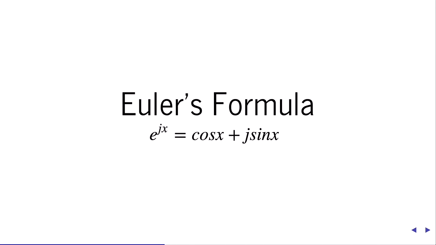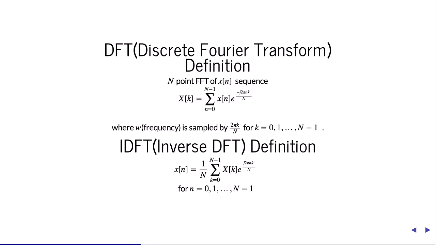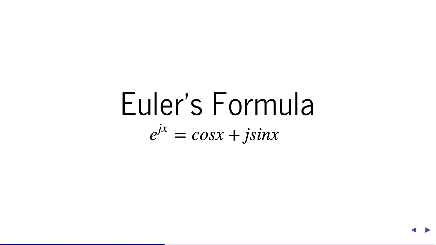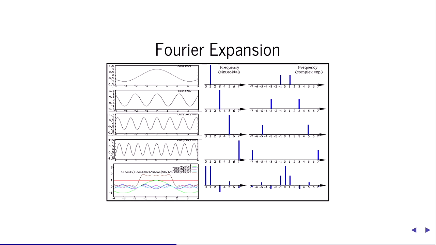Euler's formula is handy in order to compute, or at least to reason about how to compute, the FFT. The term e to the minus j2 pi k over n gets simplified by using Euler's formula into a bunch of cosines and sinusoids of x. And so what is Fourier?